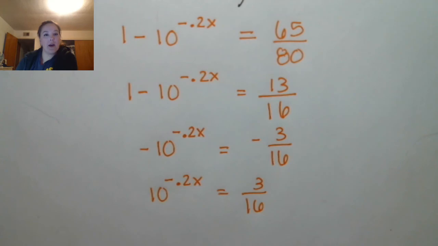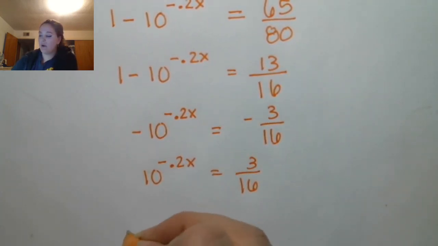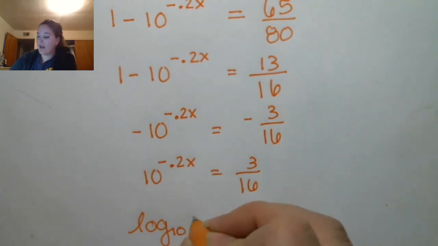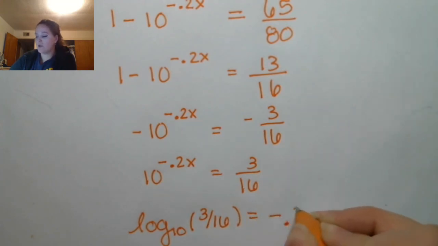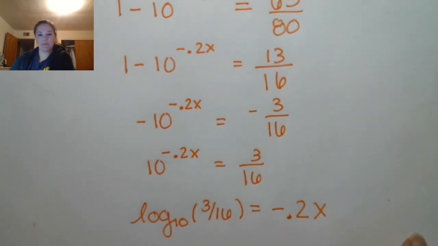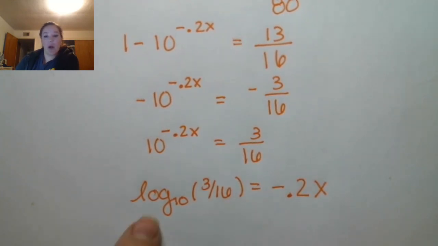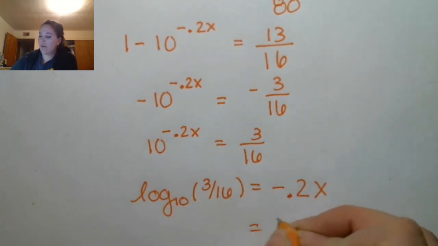Now that I have my exponential isolated, I'm going to go ahead and change to log form. Again, the base of my exponent becomes the base of my logarithm, so I'm going to be looking at the common log base 10 of 3 over 16 equals minus 0.2x. Again, it's obvious that this number isn't going to be an even power of 10, so we're not going to try to evaluate this if we can't do it by hand, and we're just going to divide both sides by -0.2.